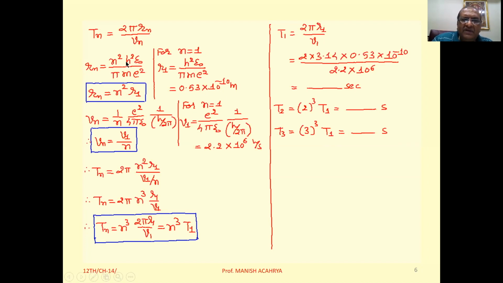So here simply we can write Rn equal to n square into R1, because this portion h square epsilon 0 upon pi m e square is R1. Okay. Then here we already proved Vn is V1 by n, and V1. So for that, if we substitute all the values of the constants, then we will get V1 as 2.2 into 10 raised to 6 meter per second. Actually this R1 and V1 we already calculated in one example.